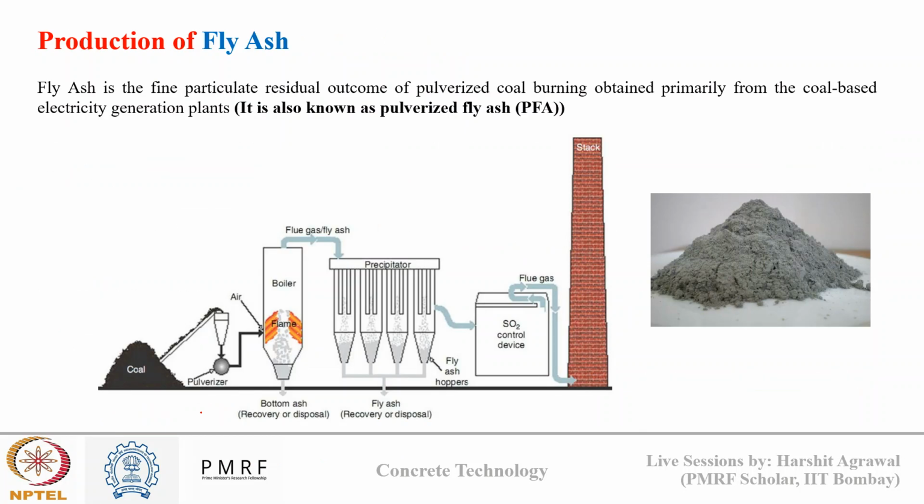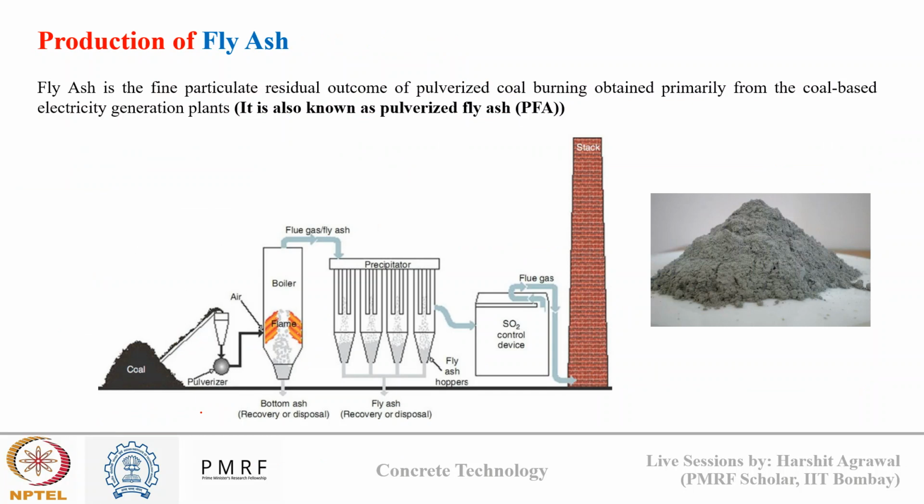Now, how are these SCMs produced? A couple of weeks ago, we had a very brief overview of the source of production of a few SCMs. So let's see today in a little more detail about them. The most commonly used SCMs are fly ash, ground granulated blast furnace slag, and silica fume. So our discussion for today will be on these three SCMs only.